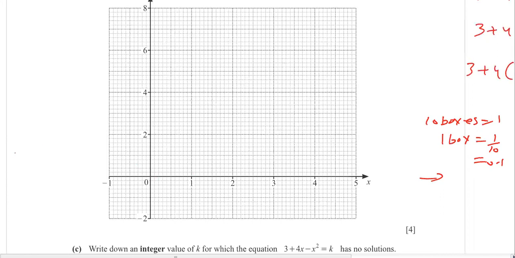Vertically, if we go from 0 to 2, there are 10 boxes if you count. 10 boxes are making 2. So what will one box be? 2 over 10, which is 0.2. So vertically each box is 0.2. That you have to keep in mind for the drawing of the graph.